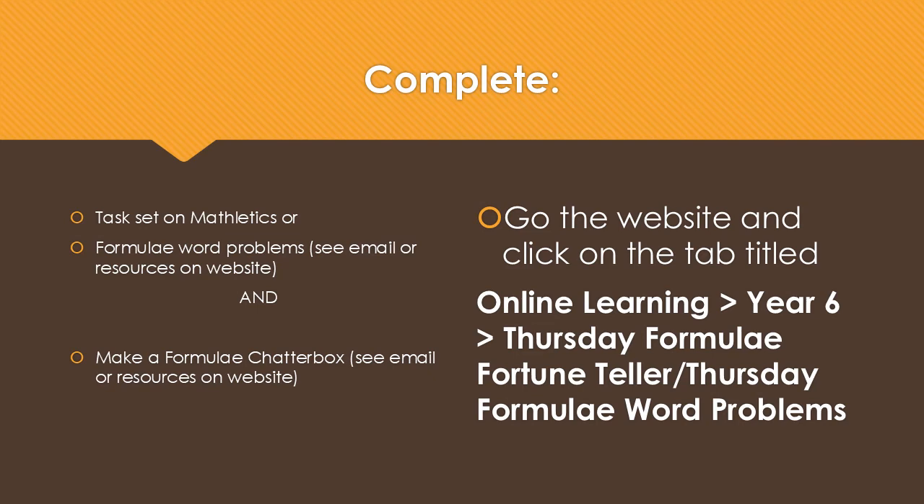So either choose one of the first 2 tasks, but then I would like you to have a go. I'd like all of you to have a go if you can, and even if you haven't got a printer, you can have a go at just writing it out as well. I'd like you to make a formulae chatterbox or fortune teller, and as I said, you'll find that in the email, all the resources on the website.